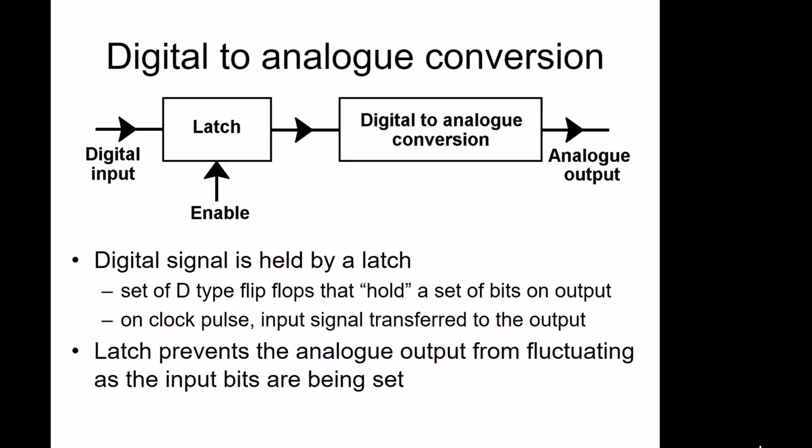When we do this process, we first have to hold the digital number in this latch. And we need to do this because, as we are writing values to this register, we might inadvertently have the conversion process do an analog output of these values as they're being written, so they'll constantly fluctuate.